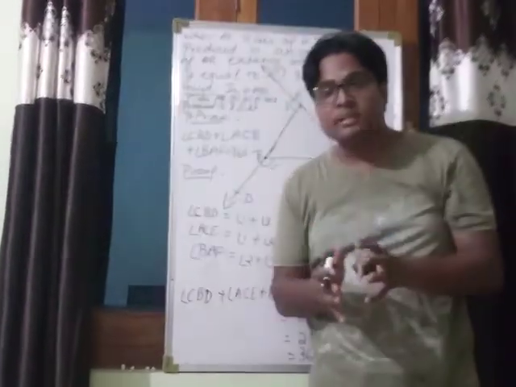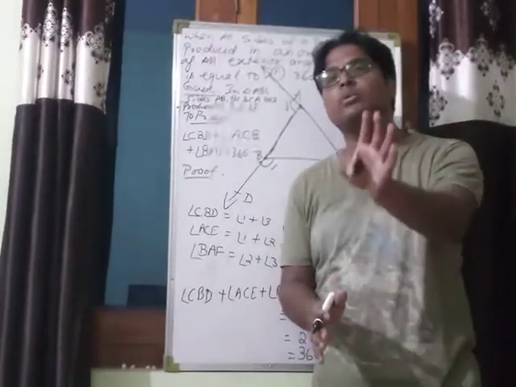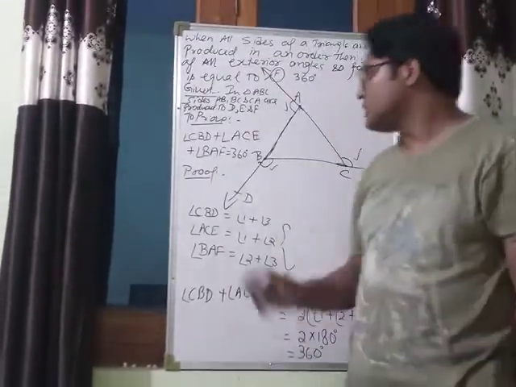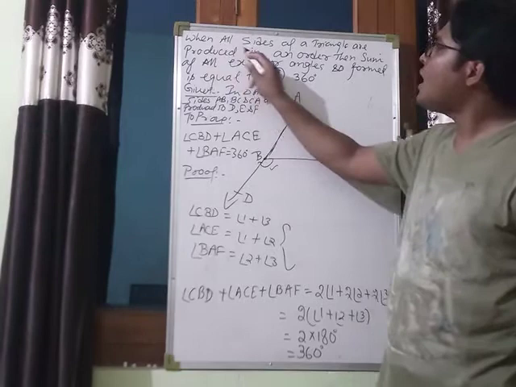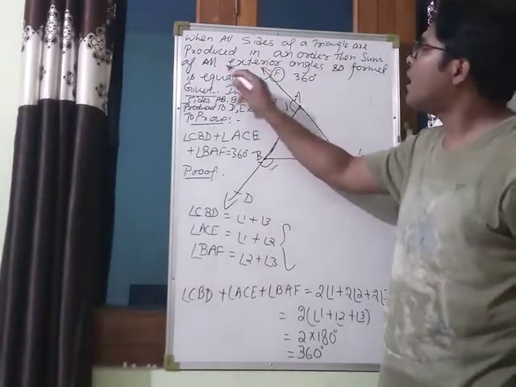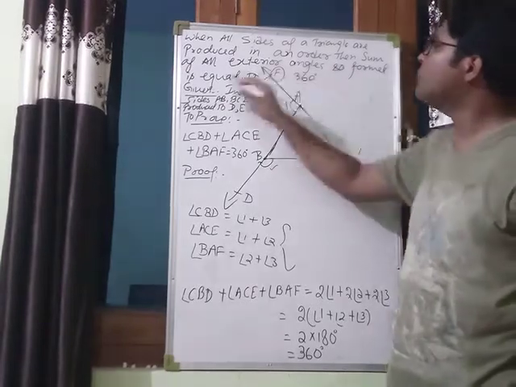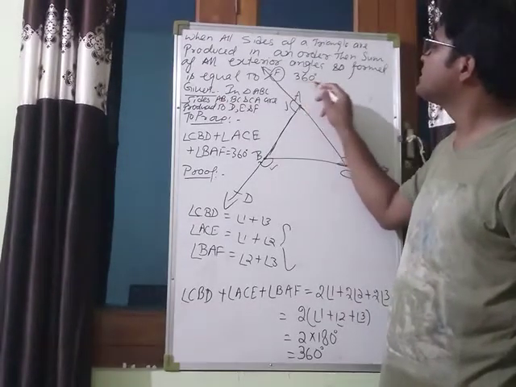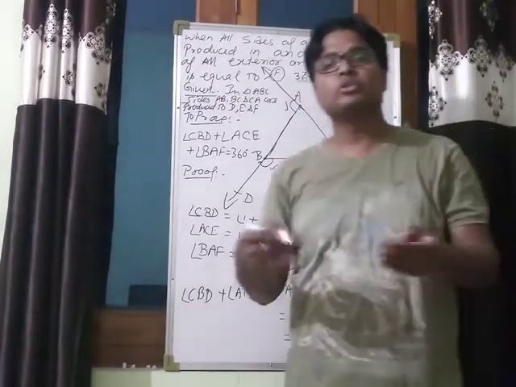This statement says that their sum will be equal to 360 degrees. When all the sides of a triangle are produced in an order, then the sum of all exterior angles so formed is equal to 360 degrees. Okay? I am going to prove this.